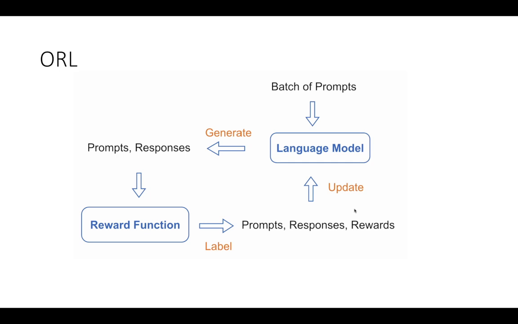Now the third one is ORL, which is online reinforcement learning. So here you get a batch of prompts. You have an LLM that generates prompts and responses. Now to that you add a reward function in real time. That reward function is going to add a label, a reward. And based on the reward, this LLM will get updated. So the response that has more reward is going to get generated more often. The likelihood of generating a response that has a higher reward is higher.